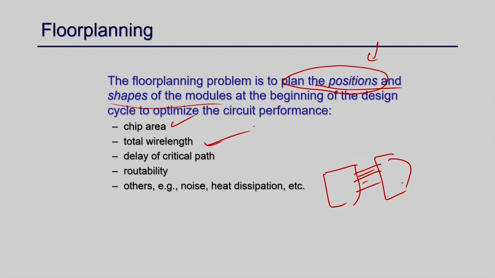So, that your total length is optimized, or the delay of the critical path is minimized, or routability is possible, that is, all the connections can actually be made physically in the die. That may also be your objective, or other objectives like reducing noise, heat dissipation, or crosstalk between the routed wires. So, those can also be your objectives, right. So, that is what floor planning is.